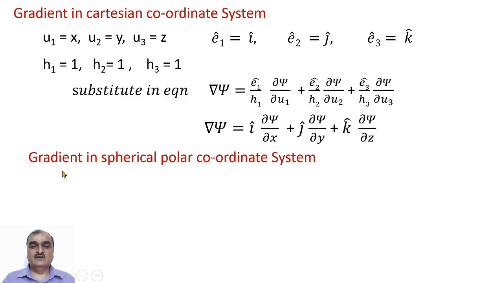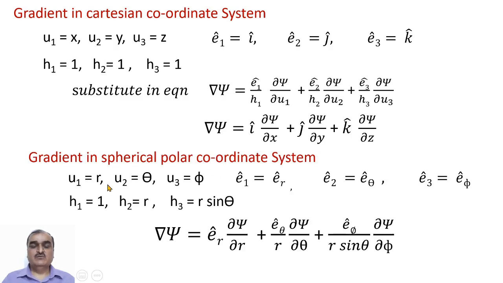Then let us derive the gradient in the spherical polar coordinate system. In the spherical polar coordinate system, the three coordinates used are r, theta, phi. Therefore, u1 is equal to r, u2 is equal to theta, u3 is equal to phi. The three unit vectors are er cap, e theta cap, e phi cap. And the three scale factors, h1 is equal to 1, h2 is equal to r, h3 is equal to r sine theta. Then substitute these values in this expression.